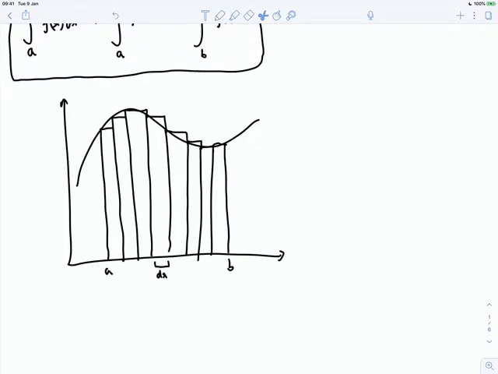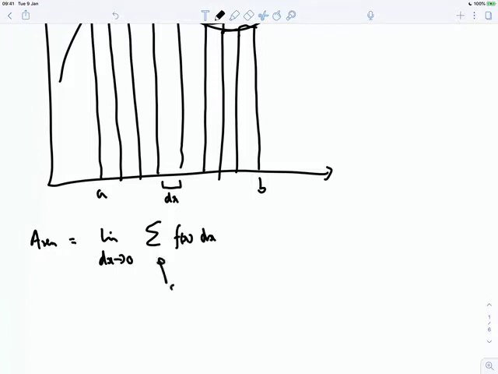But the key point is that the area is essentially the limit as dx tends to 0 of the sum of f of x times that change dx. And this sigma is the Greek letter for s, it means sum. And if I was to draw it properly, you might see it in books looking like this.